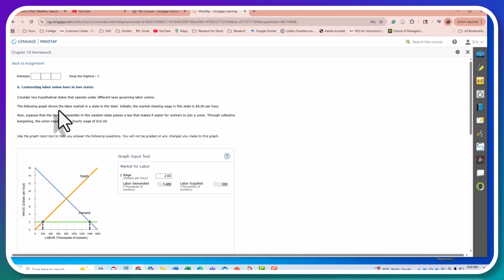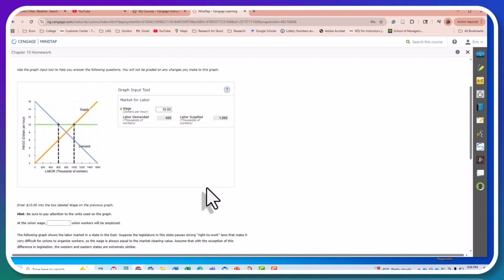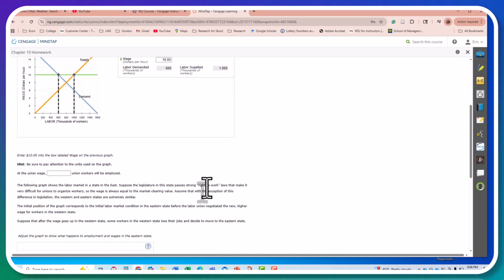Contrast union labor laws in 2 different states. We're doing this again. Negotiating it is $10 an hour. Again, the demand is 600. The supply of people who are willing to work is 1,000. We have too many people. At this wage, how many union workers would be employed? That would have to be about 600.